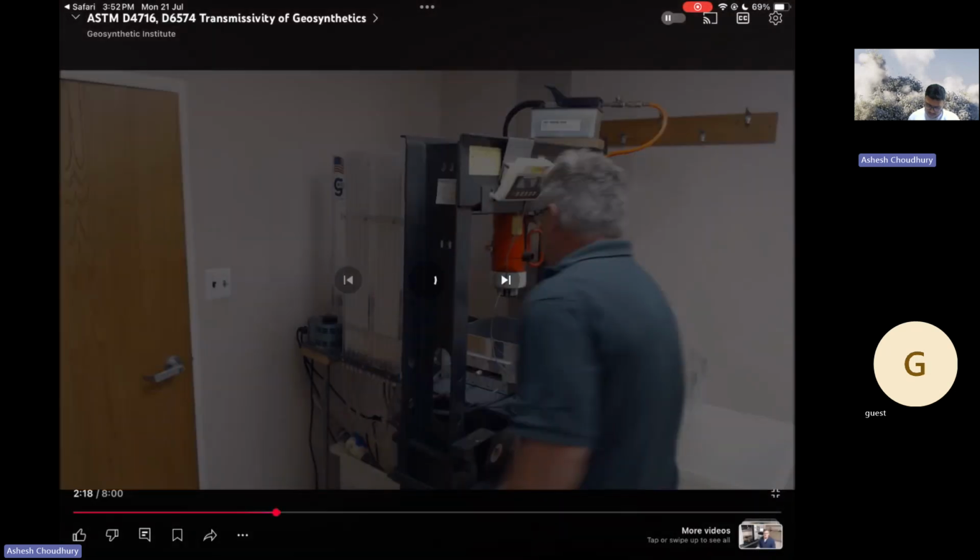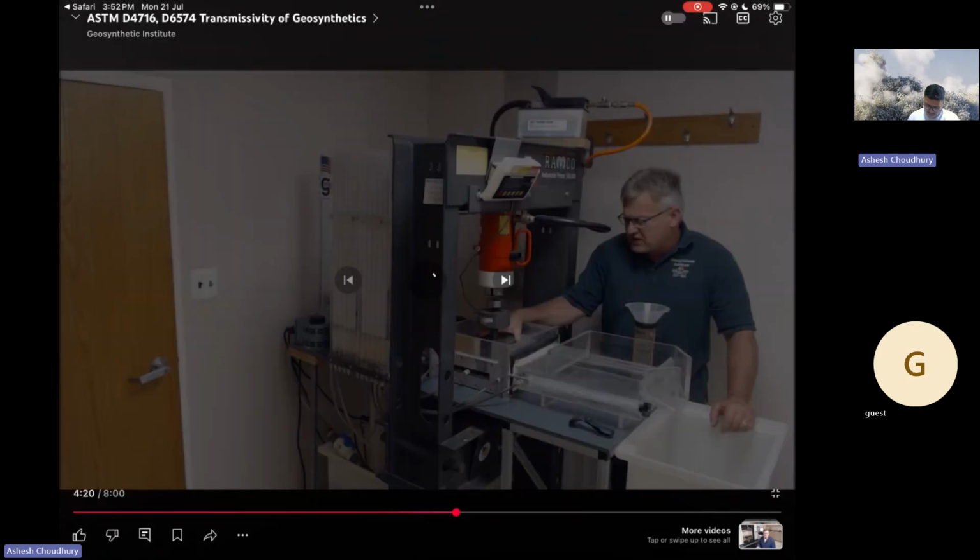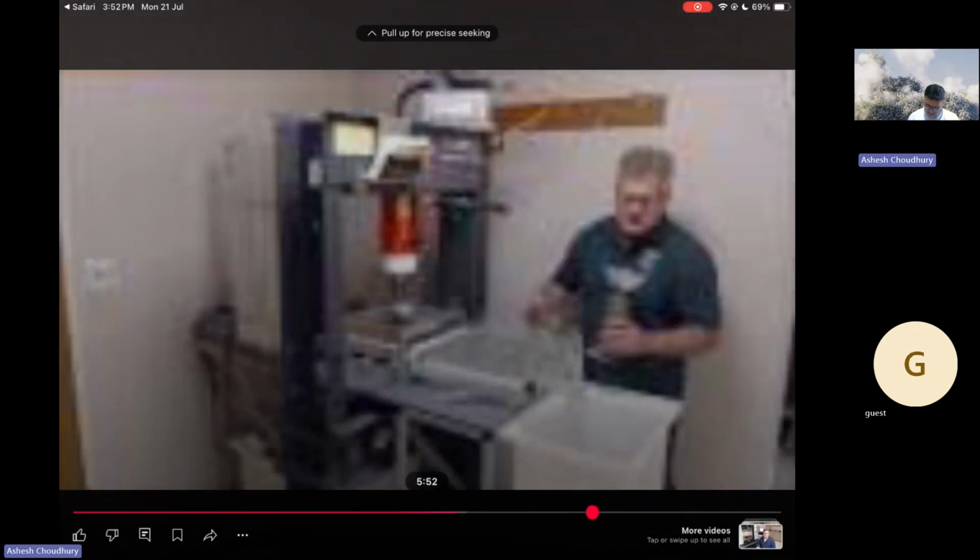For a specimen, you typically have three normal pressures and three gradients in landfill.